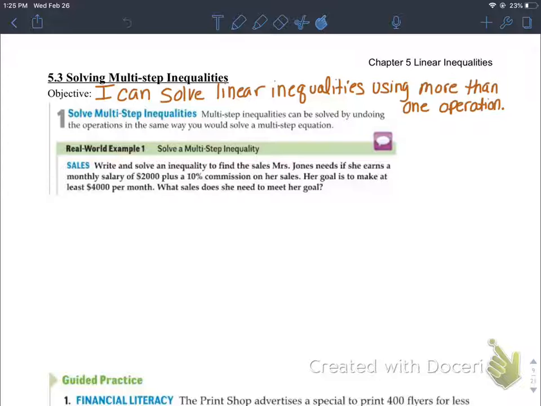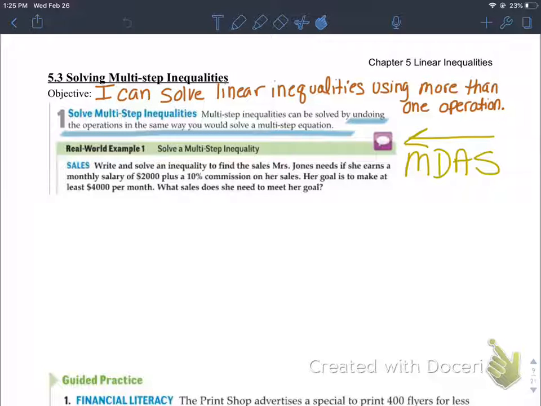So solving a multi-step equation is similar to what we've done before. It can be solved by undoing our operations. We've done this before where we undid MDOS. So we are going to look at MDOS and go backwards, meaning we need to do adding or subtracting first and then multiplying or dividing.